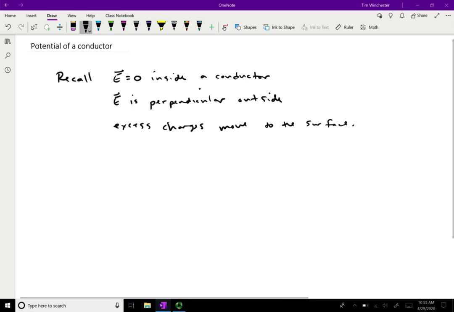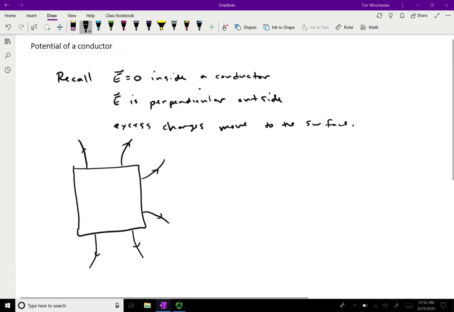So we can actually use those ideas to figure out what is going on in terms of the potential in a conductor. So what I'm going to do is sketch a conductor like so. And the electric fields for a conductor are going to look kind of like this. Perpendicular at the surface and then kind of spreading out as it moves away. Like so. But E equals 0 inside.